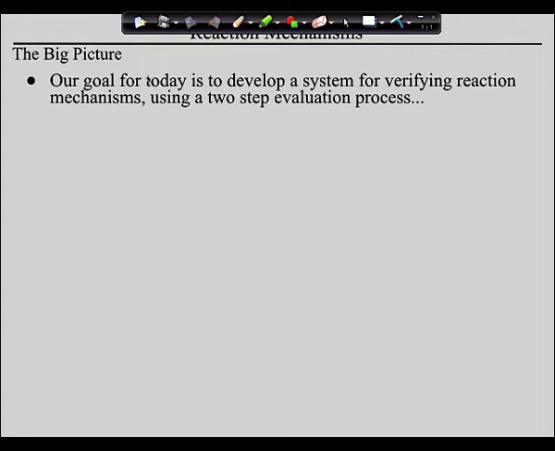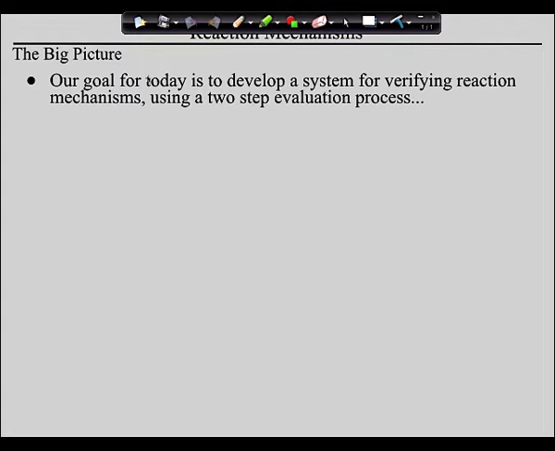Guys, what we're going to do today, and I don't think you need to write this down, you need to be able to verify reaction mechanisms. Those three words might be worth writing down. Verify reaction mechanisms. Guys, that's what they're going to do.